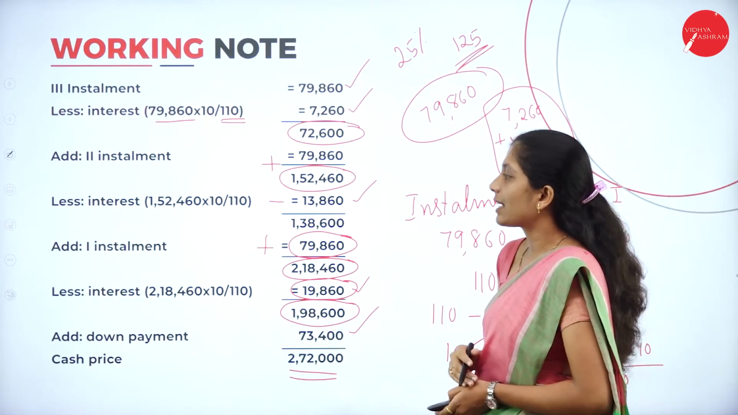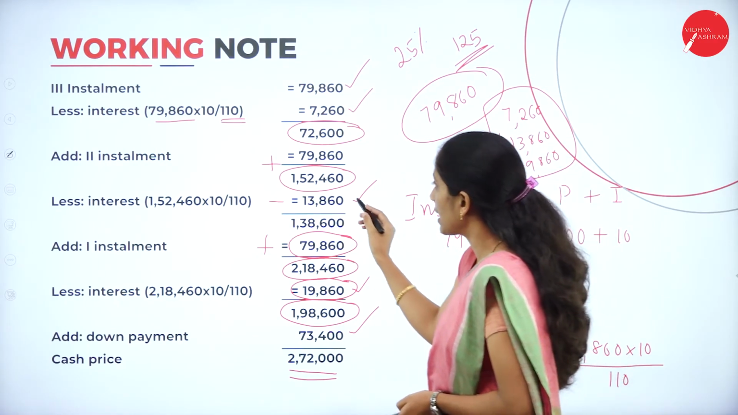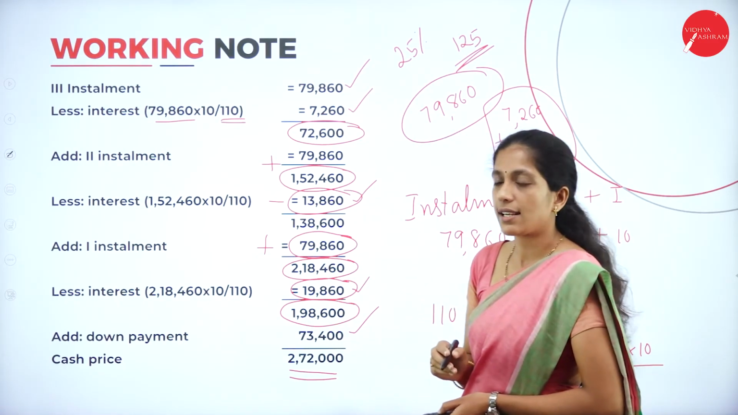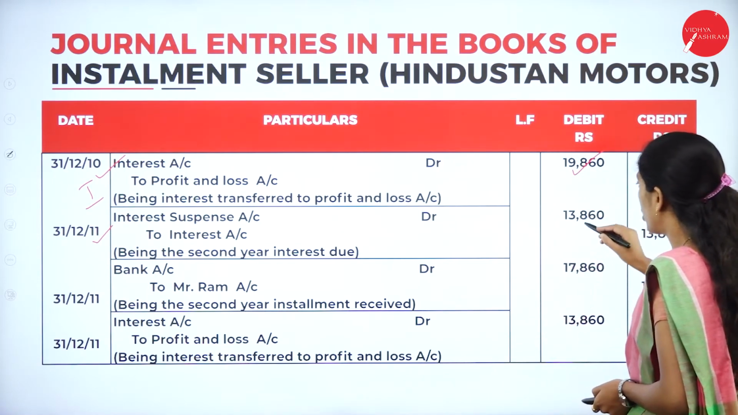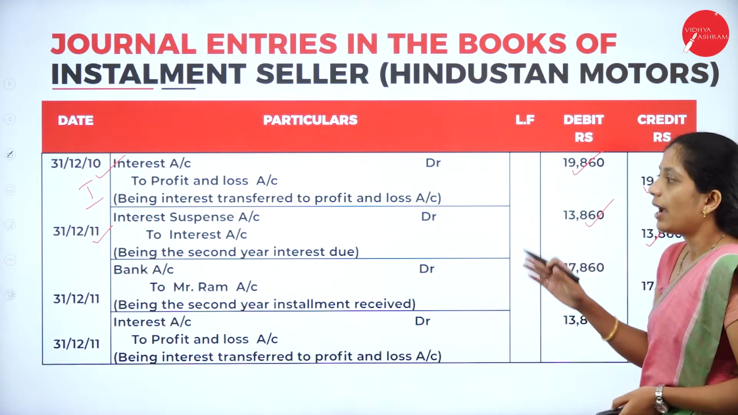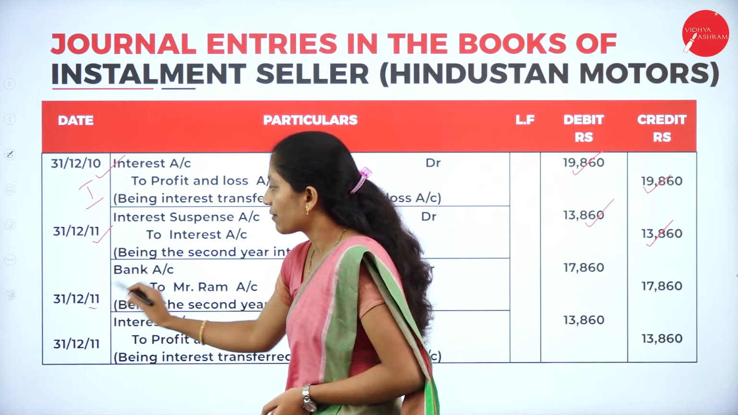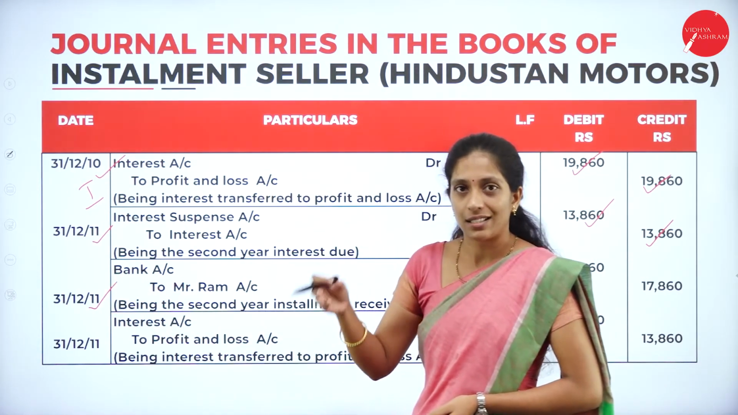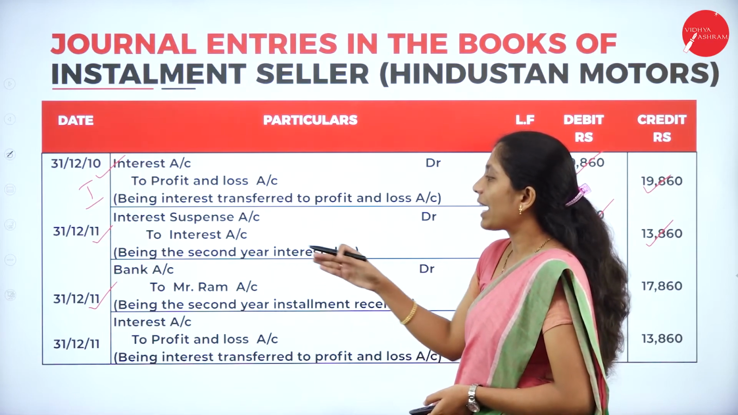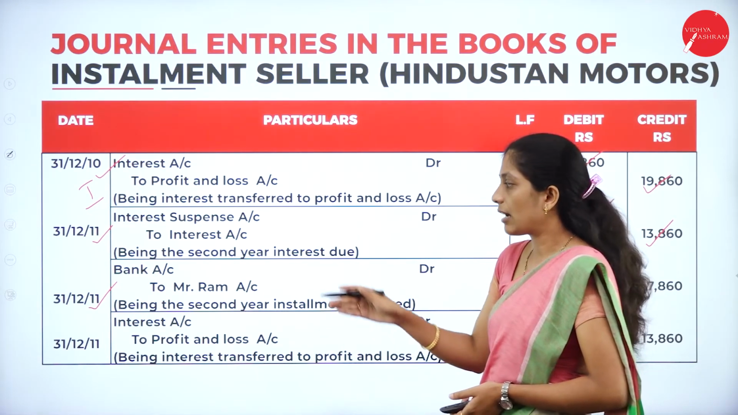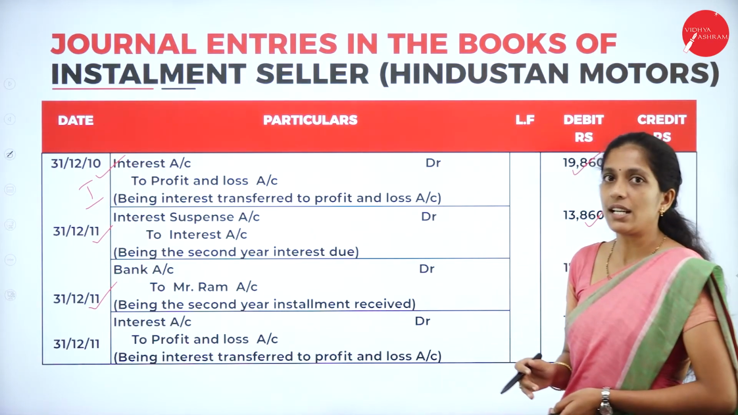Now what is the second year interest? So second year interest is 13,860. So record that amount, 13,860. And the next entry as usual is for installment received. So 31/12/2011, that is end of the financial year, bank account data to Mr. Ram account, being the second year installment received.